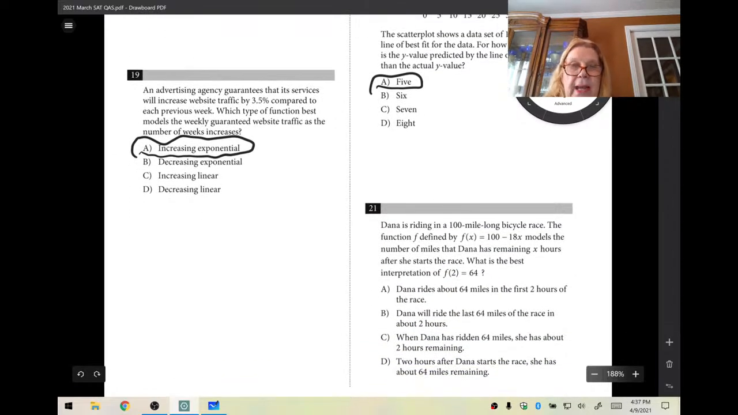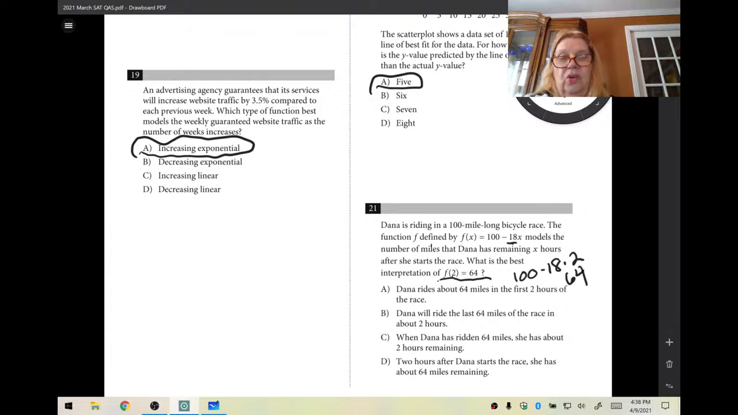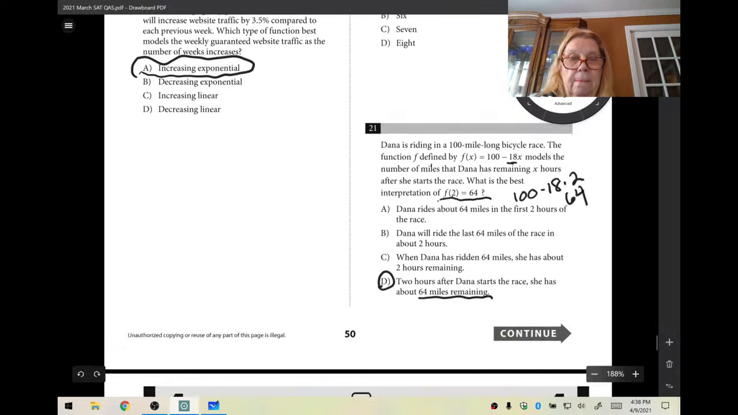21. Dana is riding in a 100-mile-long bicycle race. The function f is defined by f of x equals 100 minus 18x. So what does this actually mean? It means after 2 hours, because this is our rate. So 100 minus 36 would be 64 miles left to go. So we sort of looked at this ahead of time. So 2 hours after she starts running the race, she has 64 miles remaining.